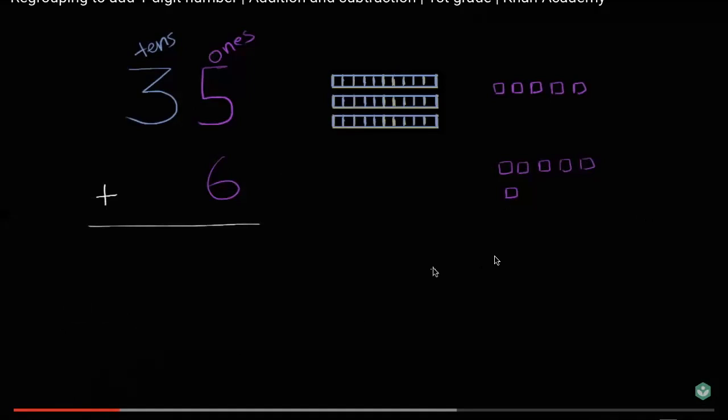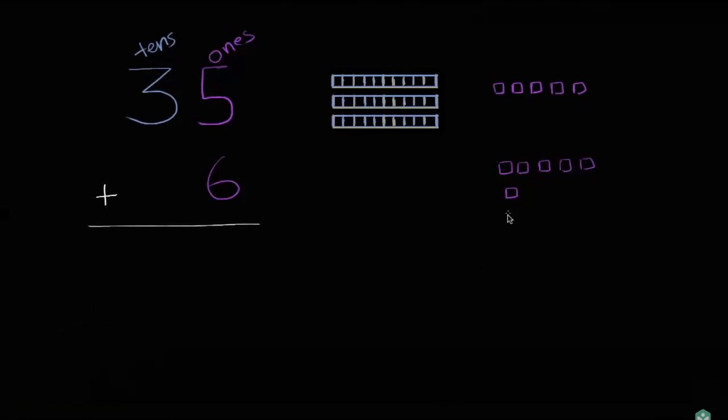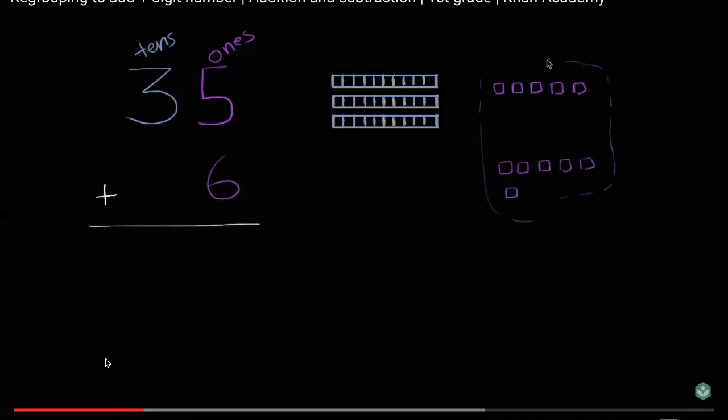So I'm going to start with the ones. So I have five ones and I want to add six ones. So what's that going to be altogether? Well, five ones plus six ones, that's going to be 11 ones. And I still have three tens. So we could say it's going to be three tens and 11 ones. Three tens, I could write plus 11 ones here.